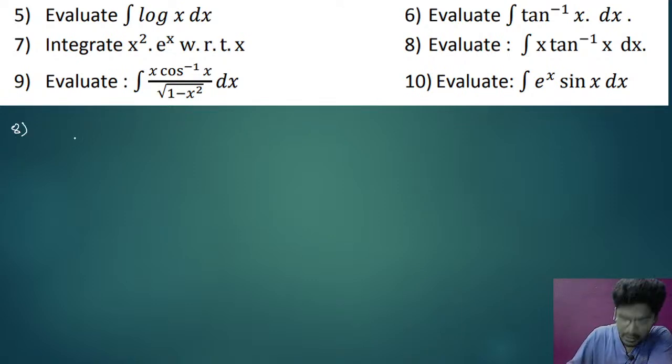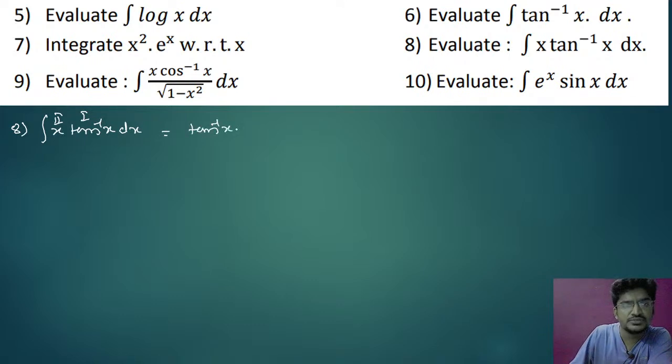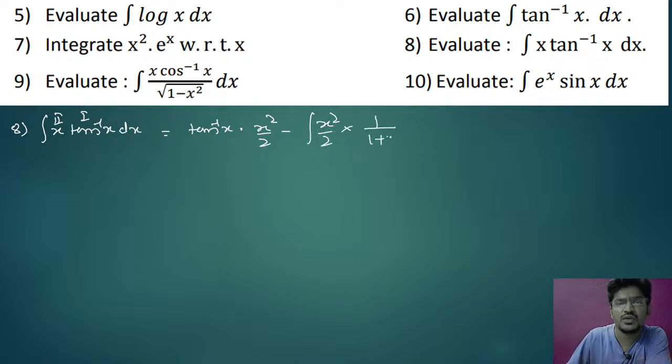For the time being, I can go for problem number 8, that is integration of x into tan inverse x with respect to dx. Here the inverse function is the first function, algebraic will be the second function. As you all know, we write the first function as it is and integrate the second function, that will be x square by 2. Minus sign, the integration of this x square by 2 is written here again, multiplied with the differentiation of tan inverse x, that is 1 by 1 plus x square with respect to dx.